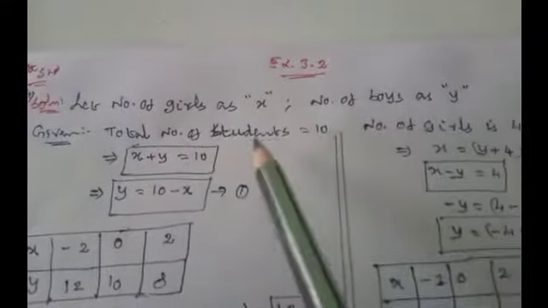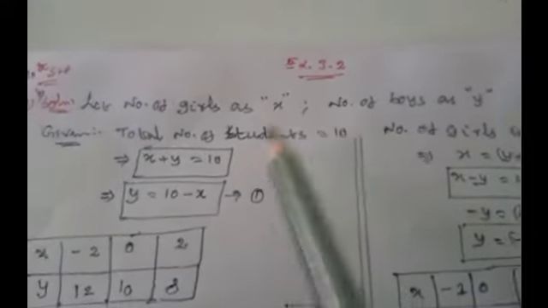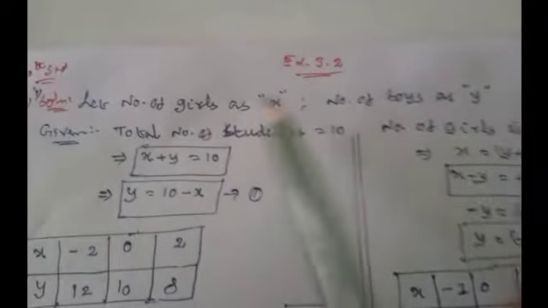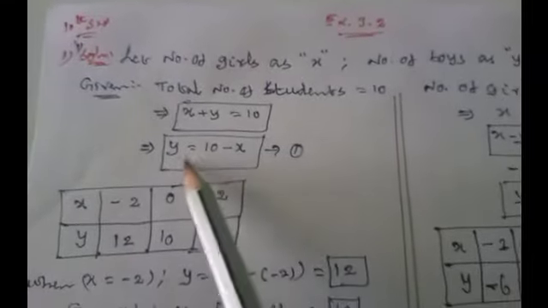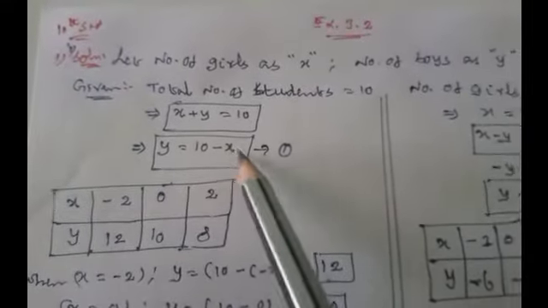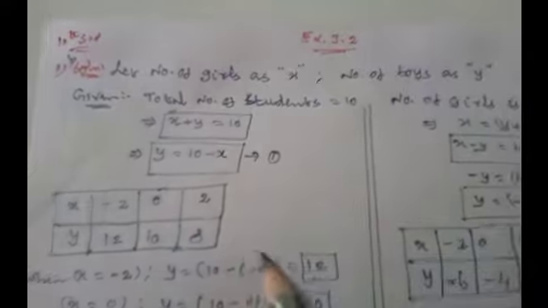The total number of students is equal to 10, which means number of boys plus number of girls is equal to 10, which means x plus y is equal to 10. So this implies we can convert this as y is equal to 10 minus x. Make it as equation number 1.